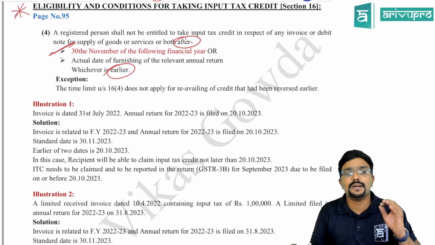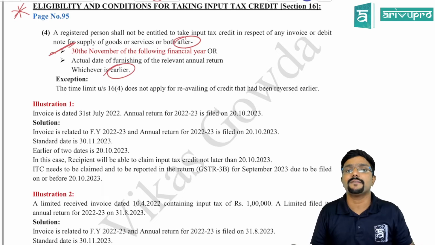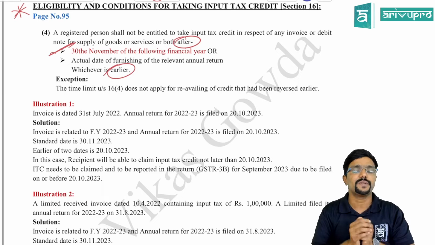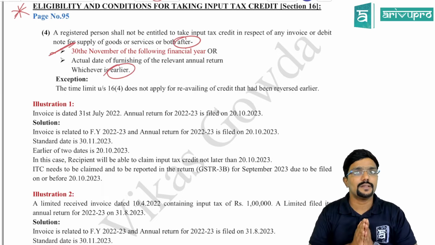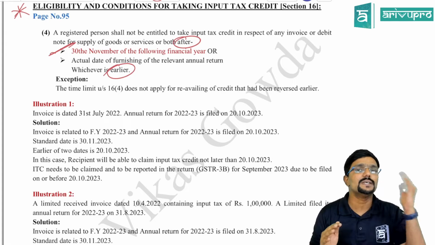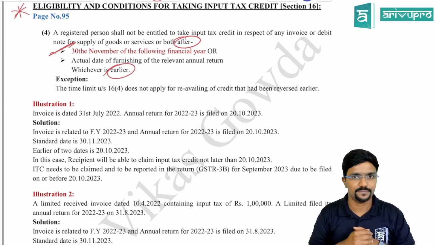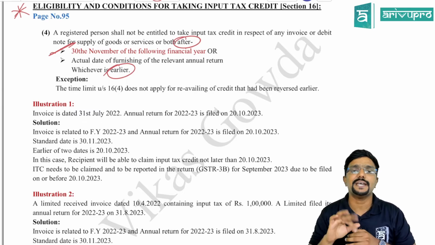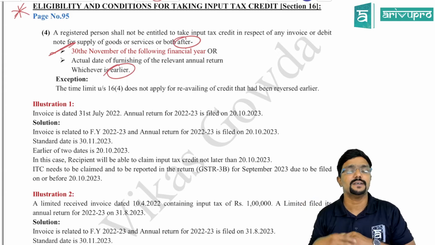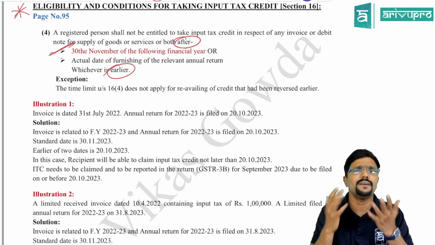The time limit under section 16(4), whatever we just now learned, does not apply for re-availing of credit that had been reversed earlier. Guys, there is a proviso telling that if the recipient doesn't pay the consideration to the supplier within 180 days, then if he has already claimed the input tax credit, he has to reverse it on the expiry of 180 days. Sir, what if the recipient pays the amount after 180 days? Then once he pays the amount to the supplier, he can again re-avail the credit.